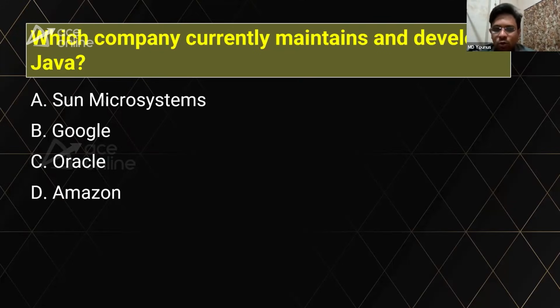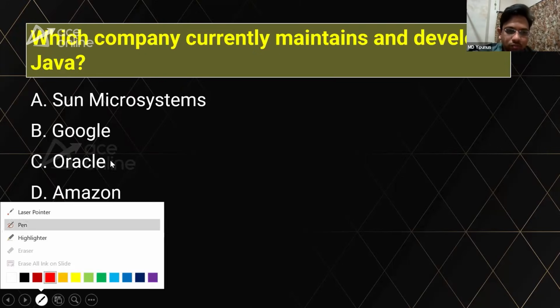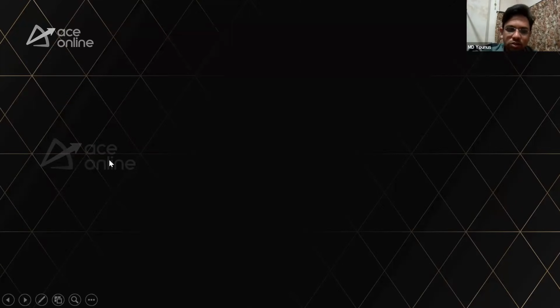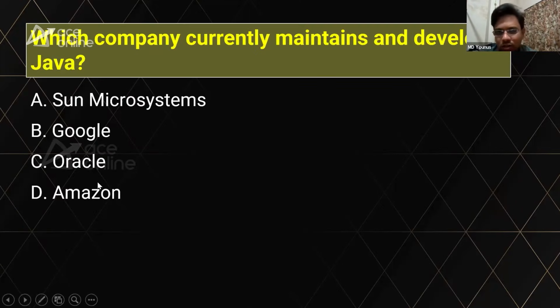But let me tell you, in 2010, Oracle acquired the Java programming language, and from 2010 onwards, Oracle has been maintaining every release. So the correct answer here is option C, Oracle, which is currently maintaining and developing Java. Let's see if we have a few more questions to conclude, and then we will go for our next topic.